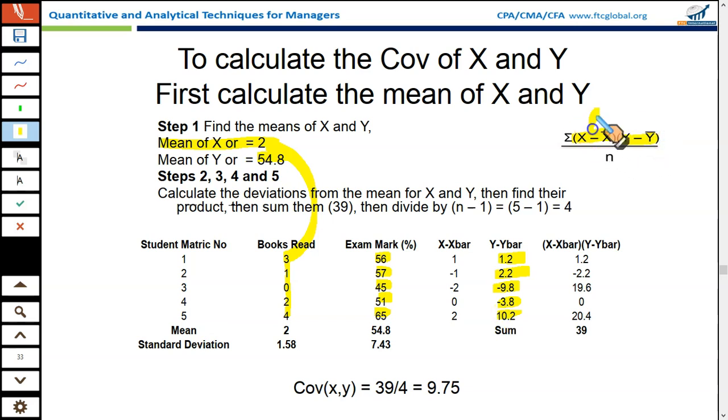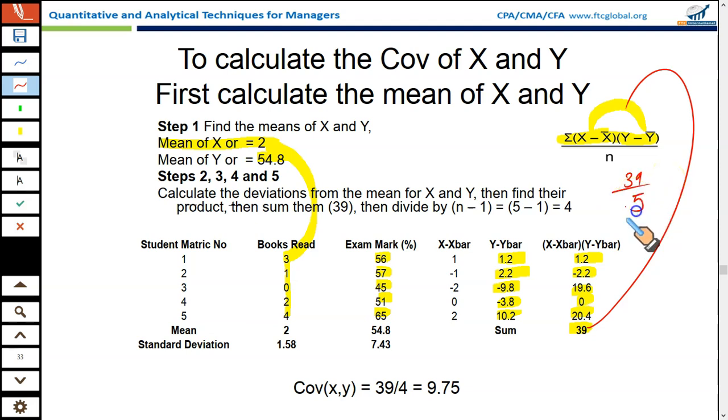Now we need to multiply them as per the formula. So multiplying these, this into this, 2.2 into minus 1, and then adding all the results gives us summation of x minus x bar into y minus y bar. This is 39. So you plug this in as the numerator, 39, and you divide it by 5 to get the population covariance.